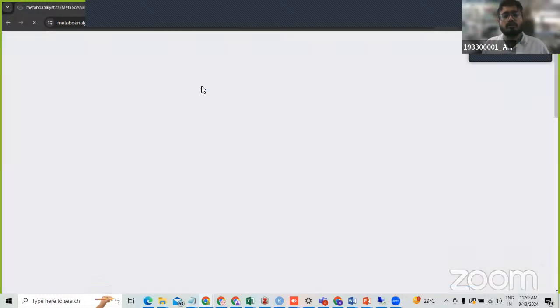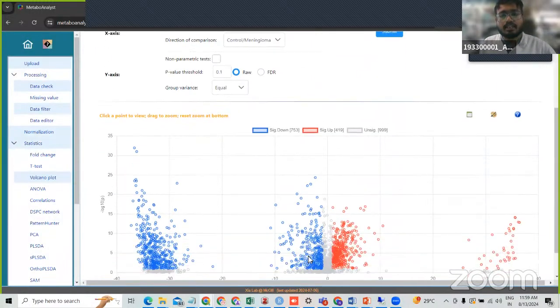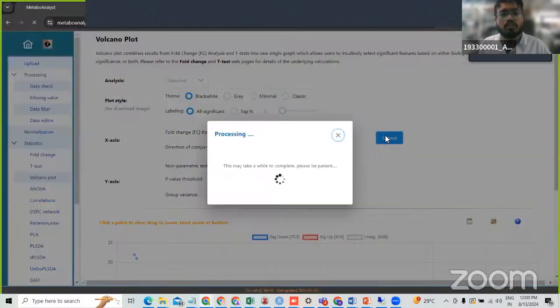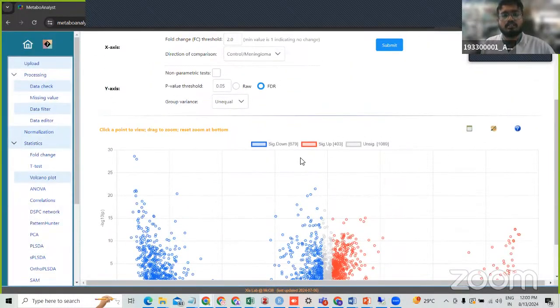For instance, I can show you the volcano plot. Here you can see that there are different kinds of upregulated and downregulated proteins with different intensities, different fold change, as well as the log p value. You can change it accordingly. You can use FDR, and you can change the fold change threshold according to your need, and you can see it.